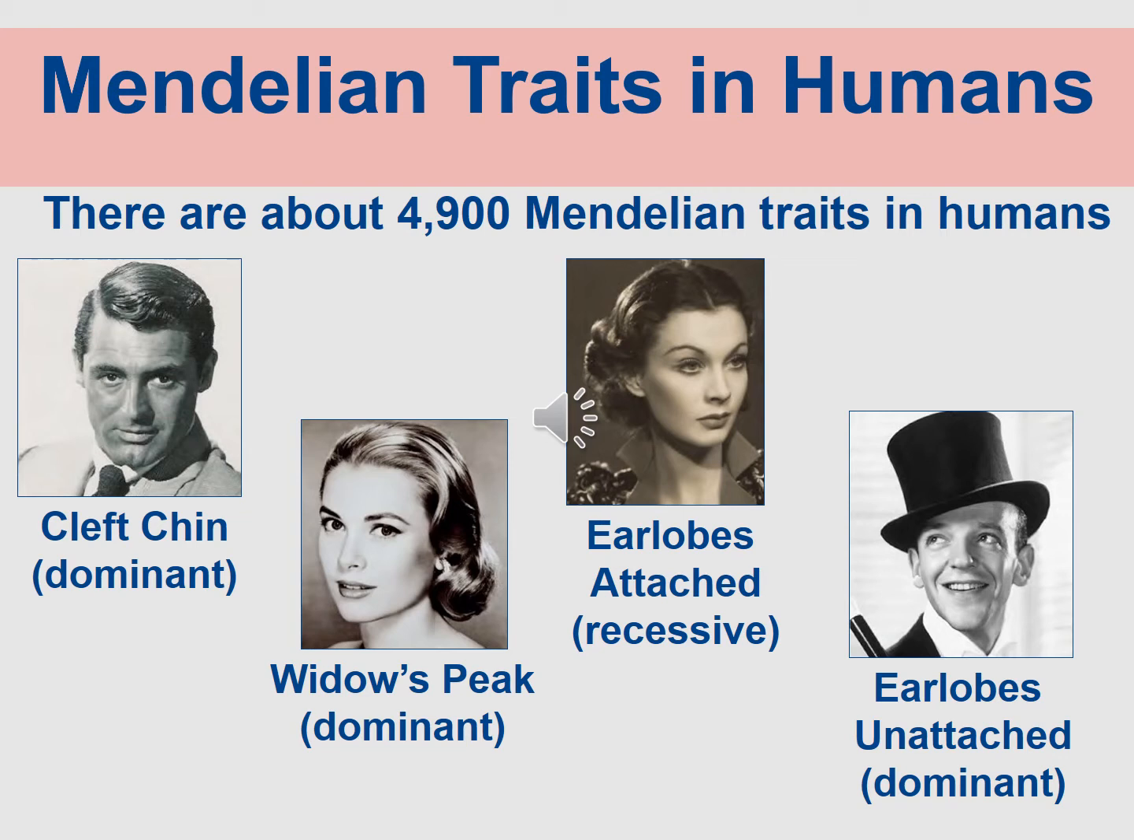You notice even the variation in the earlobes. Some individuals have earlobes that are integrated to the side of their face or the side of their head. And that's recessive, meaning you have to have two copies of the recessive allele. If you look at Fred Astaire here, he has unattached earlobes that are kind of flapping in the wind. Those are dominant, meaning you have to have only one copy to express that trait.